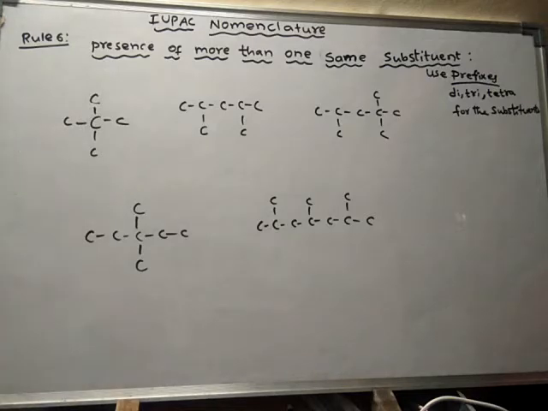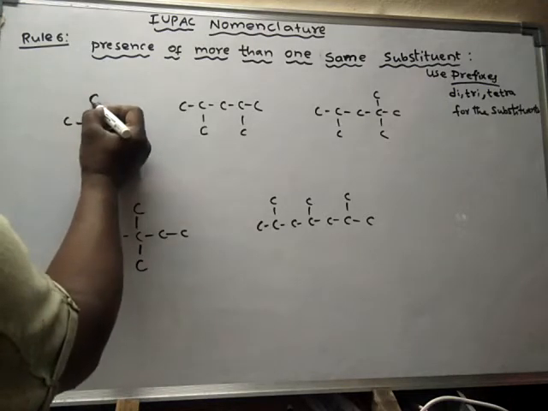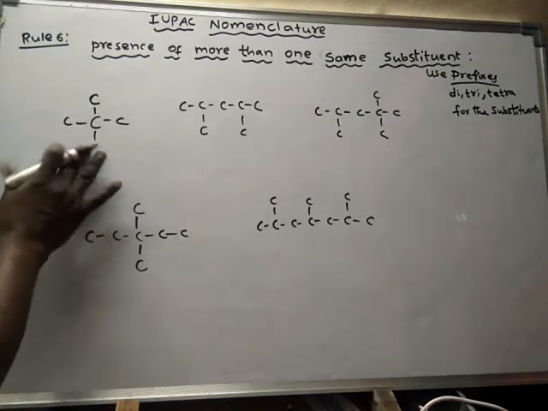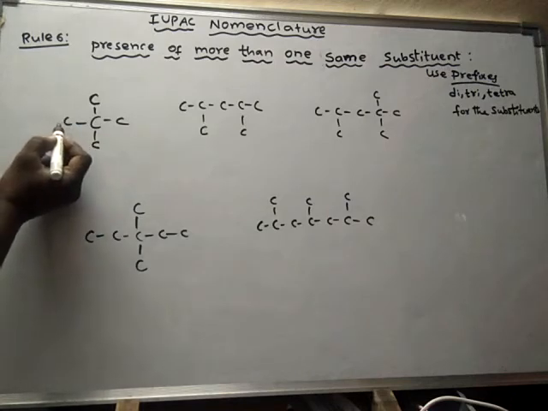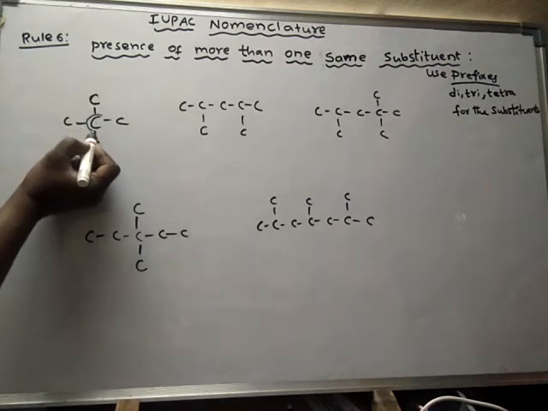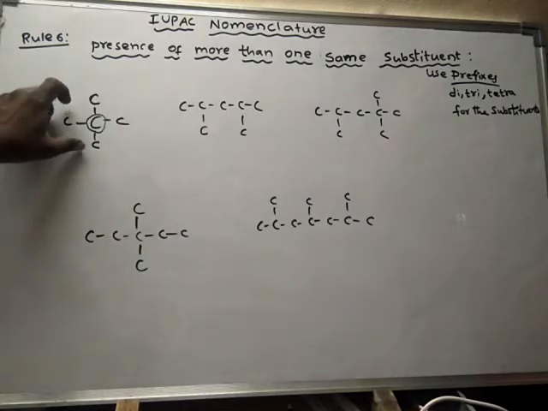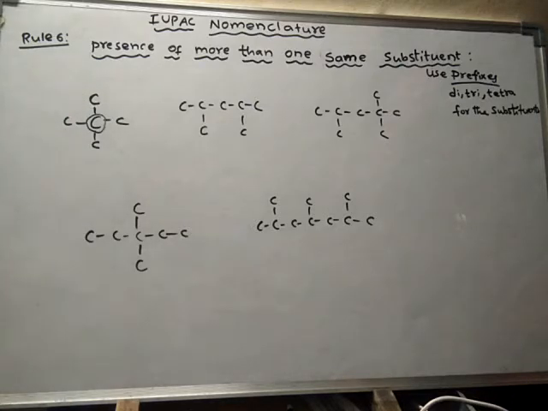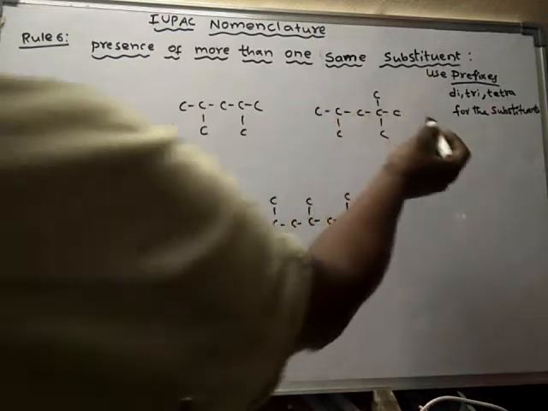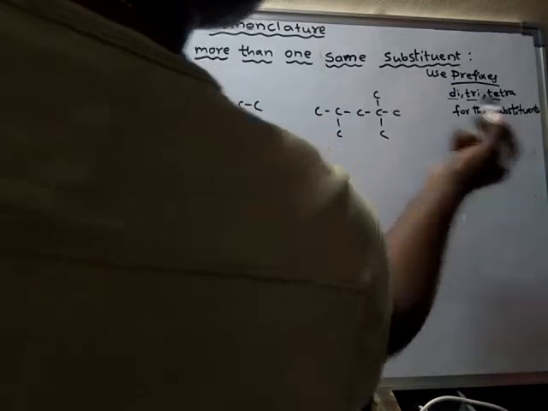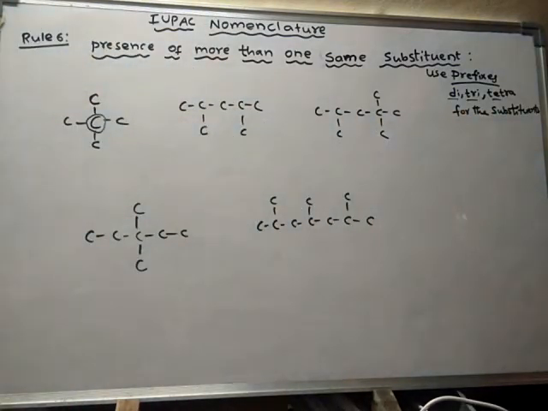For example, if there is a compound like this, and if this is a straight chain, now this will be the locant carbon. On the locant carbon there are similar substituents attached. So in this case, we have to use the prefixes like di, tri, tetra, etc. for the substituents. So let us write the name of this compound first.